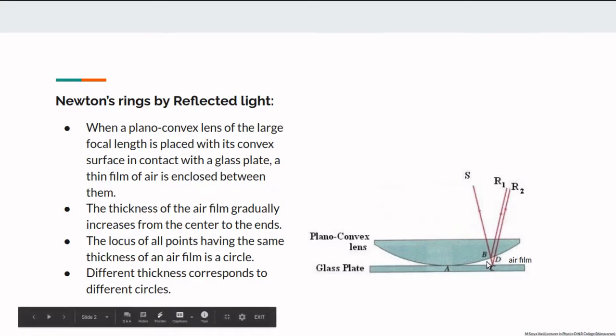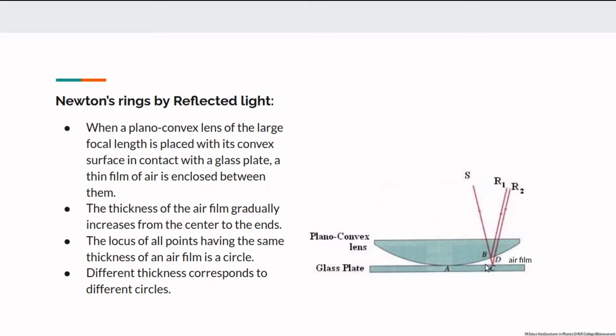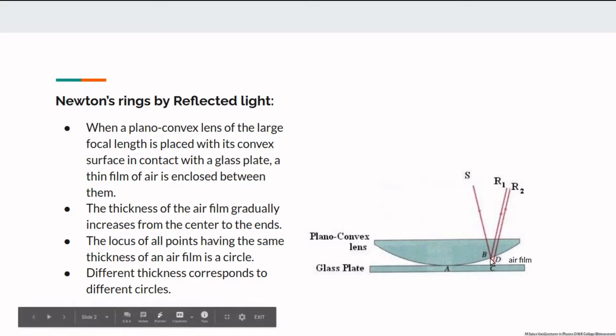If you consider one point, this is the thickness of the film. The locus of all points having the same thickness of air film is a circle. If you join the points having the same thickness of the air film around the convex surface, you get a circle. Different thicknesses correspond to different circles.